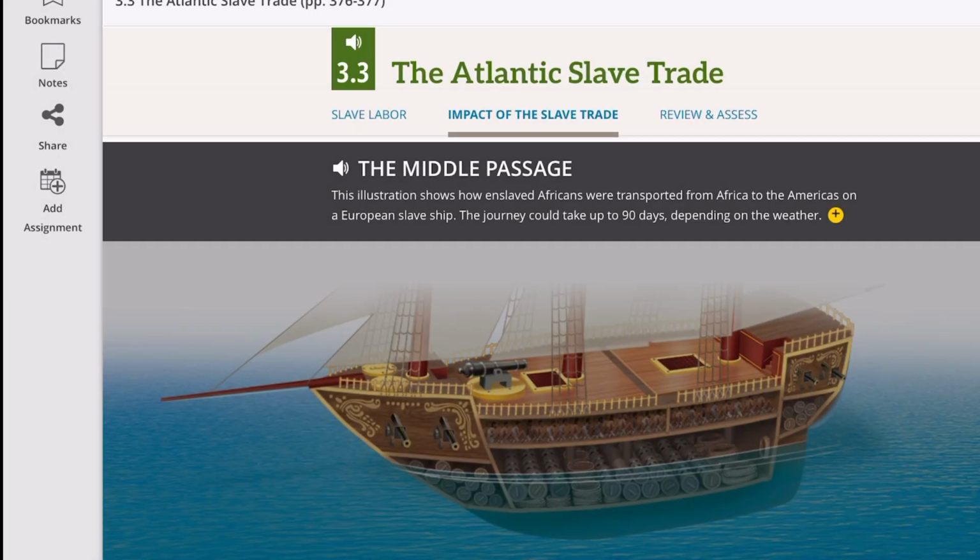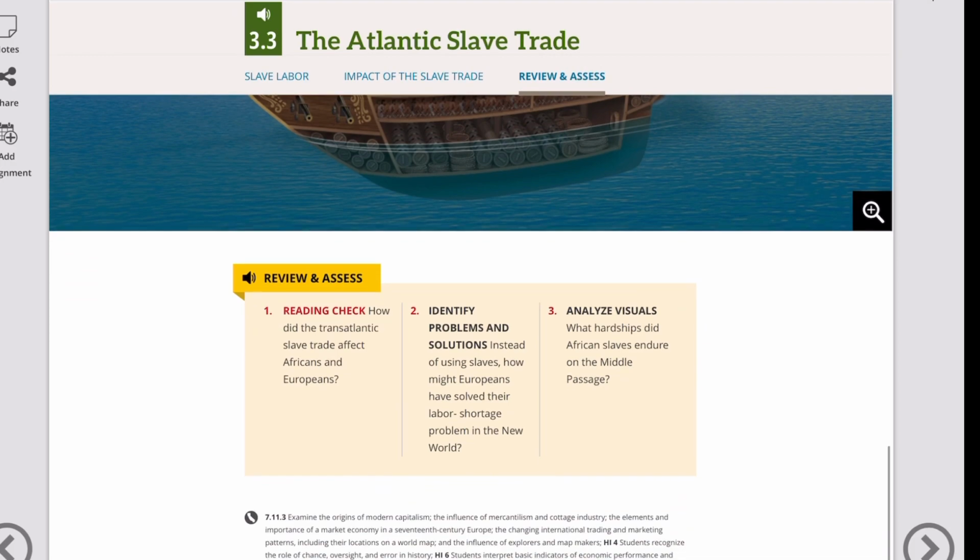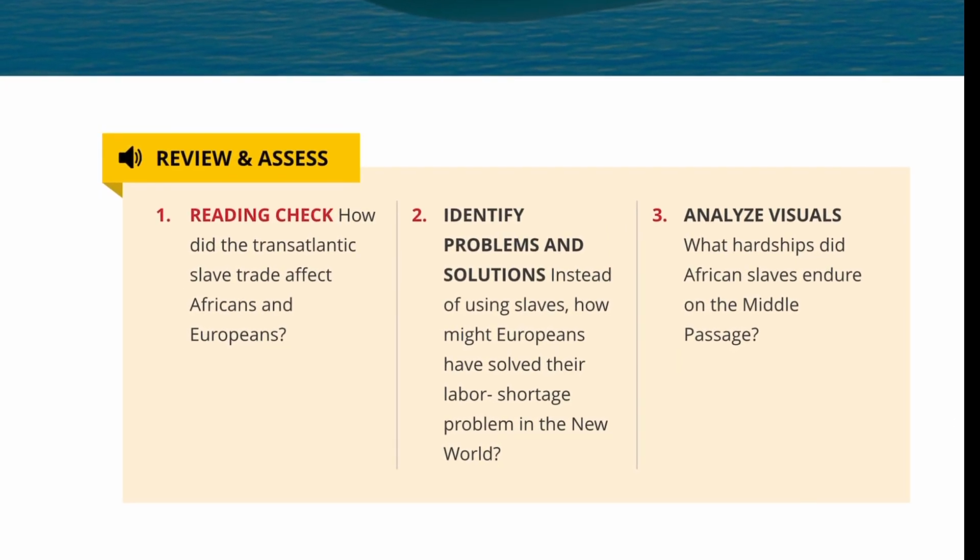So that was a stain in our history where a lot of people had to go through that horrible, subhuman treatment from other people in the name of profit. So that is the Atlantic slave trade.